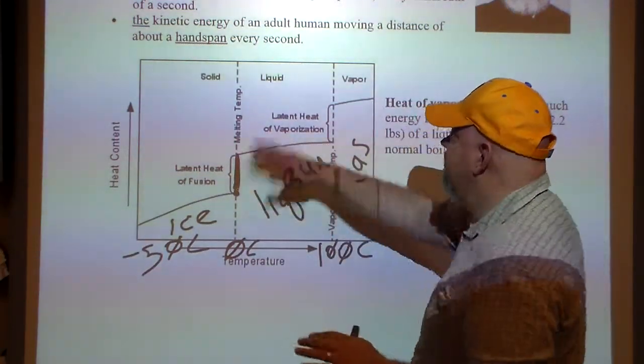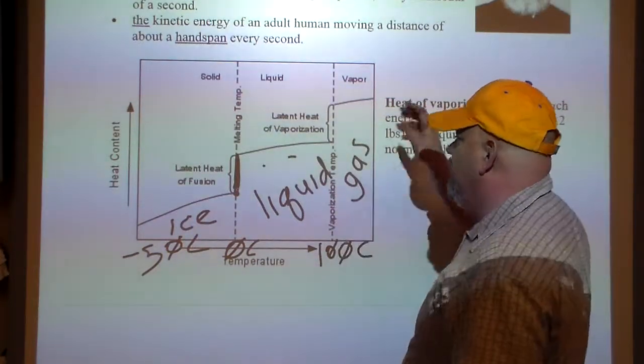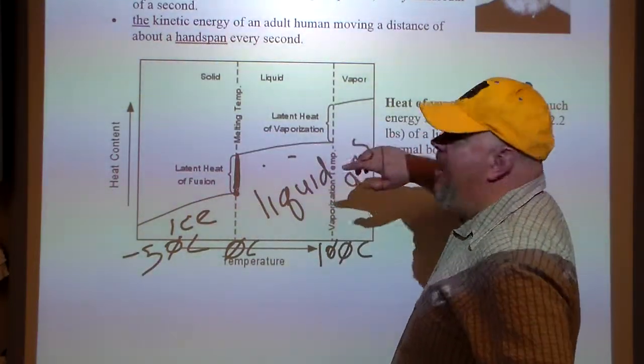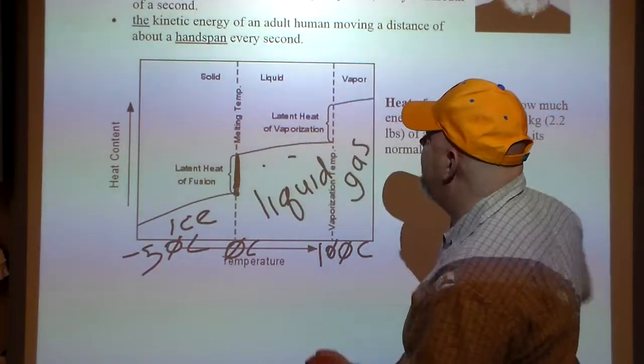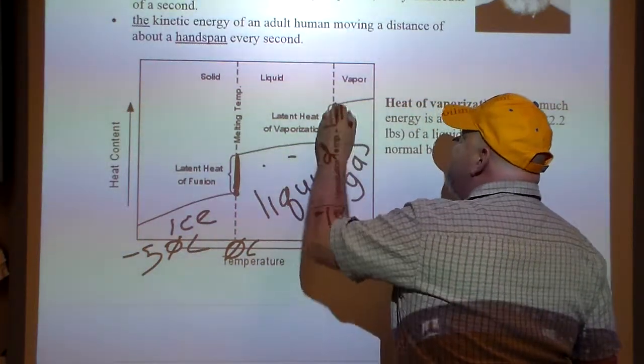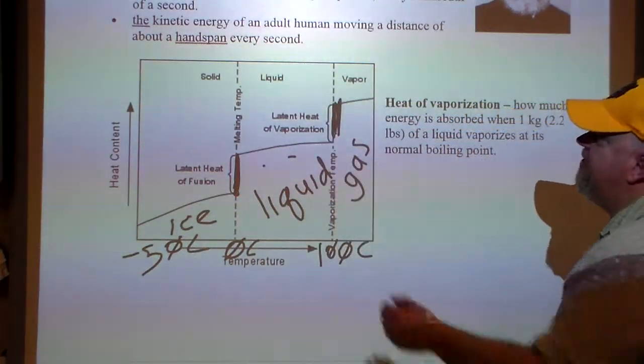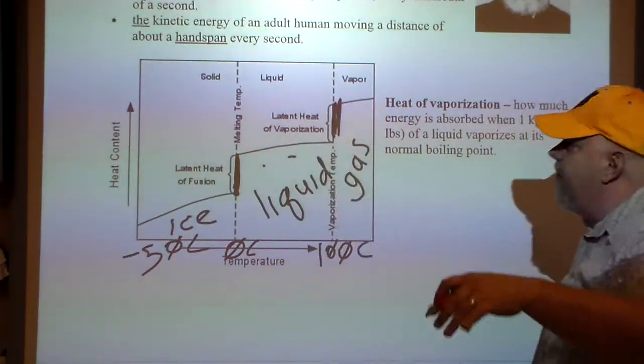Okay, and this thing does not take into account pressure at all. Just regular pressure of one atmosphere. So now we've got this little hurdle to jump through. This is the heat of vaporization. Now they say latent heat of vaporization, it's the same idea.